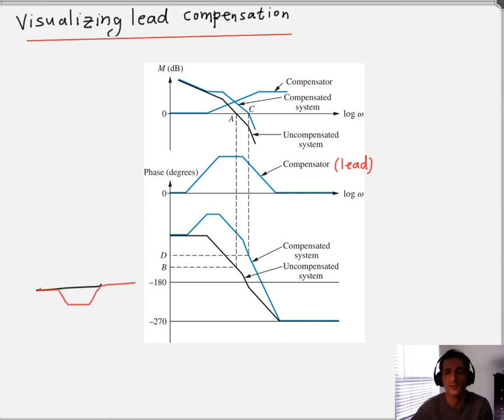It would be for a lag compensator. And of course, kind of similar thing for magnitude. For magnitude of a lead compensator, it starts from 0 dB, goes up, and then becomes flat. Whereas for a lag compensator, it starts flat, then goes down, and then becomes flat.